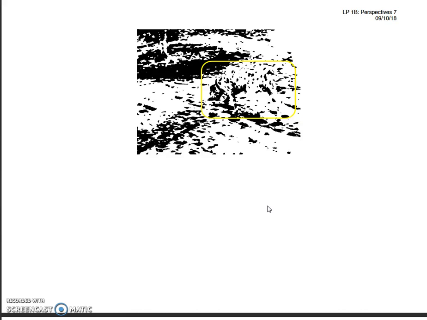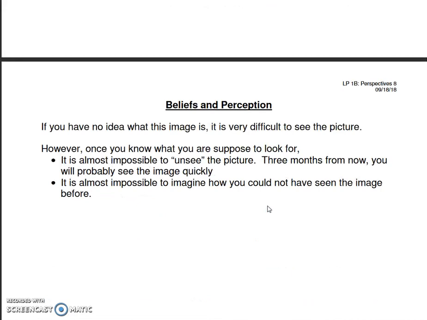Also, once you know what you're supposed to be looking for, in this case the Dalmatian, it's hard psychologically to go back to a state 3 minutes, 5 minutes ago where you couldn't perceive the Dalmatian.